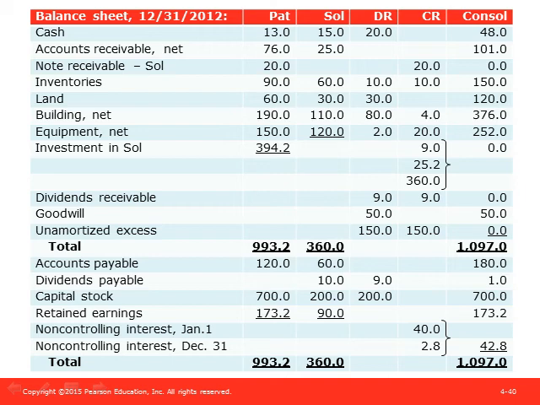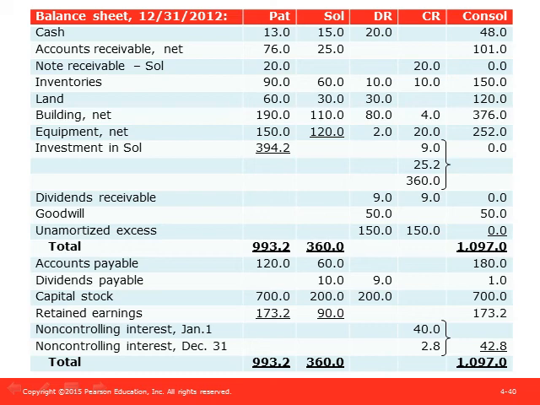And so here we see the balance sheet as of 12/31, and it's the same scenario. We've got our Pat's ending balances, SOL's ending balances. We've got all of the workpaper adjusting entries that we previously calculated that get us over to a consolidated amount, which amount to total assets of $1,097,000 and total liabilities of $1,097,000.